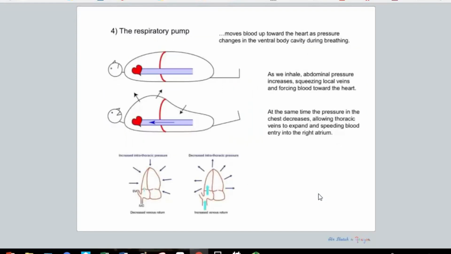And lastly, there's something called the respiratory pump. So basically, when we breathe in and we breathe out, that causes pressure changes in the ventral body cavity, and those pressure changes also help move venous blood back up to the heart.